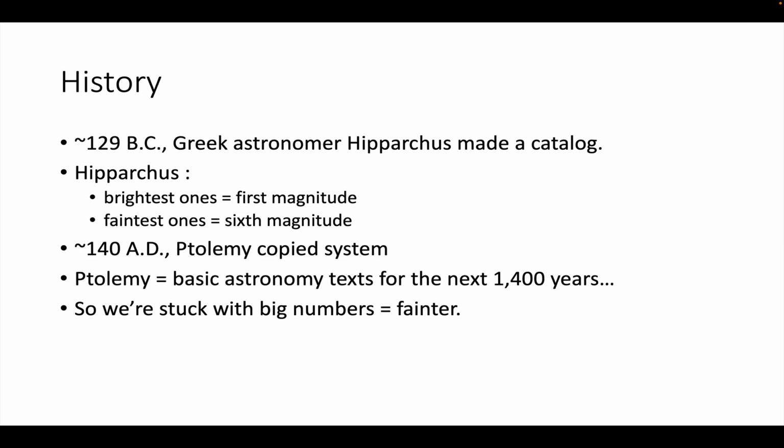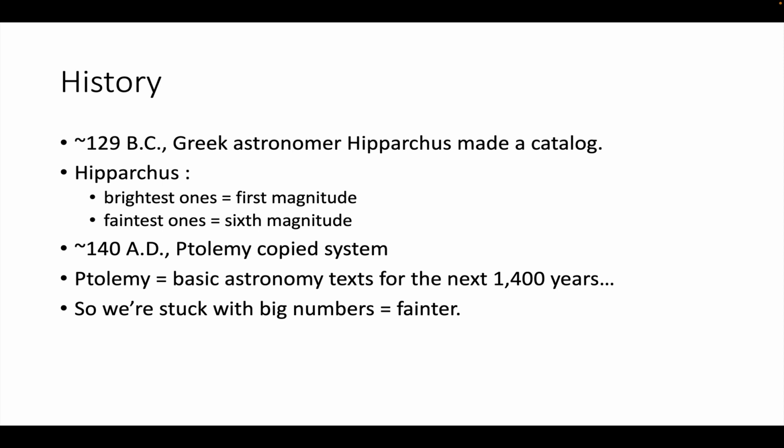Now, let's talk about magnitudes. So, in 129 BC, the Greek astronomer Hipparchus published a catalog, and in this catalog, he made the somewhat fateful decision that he was going to call the brightest stars that he could see with his own eye first magnitude, and the faintest stars he was going to call sixth magnitude. And he put the stars in bins between first and sixth magnitude, in that fashion.